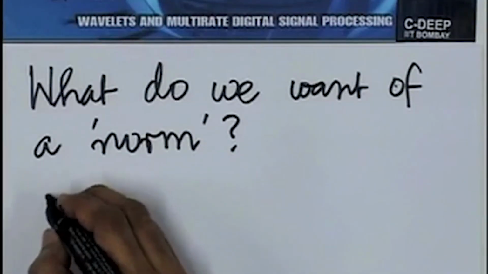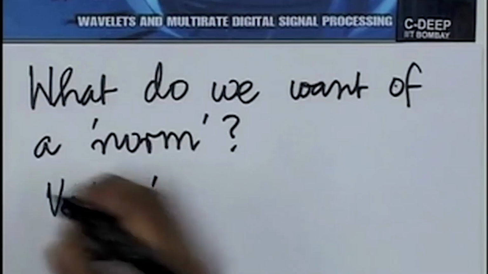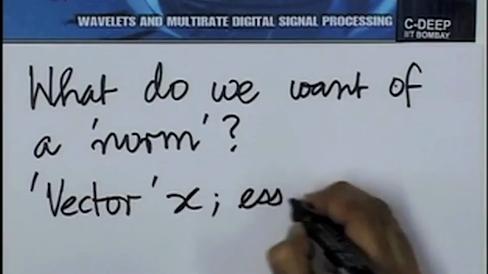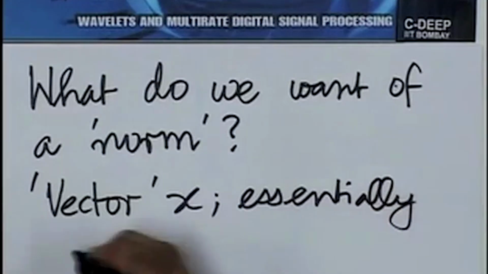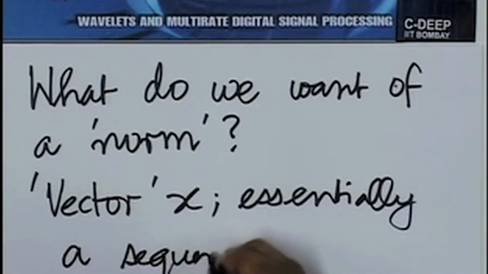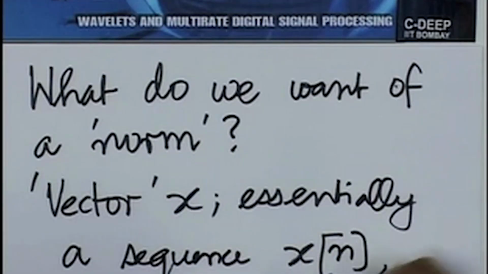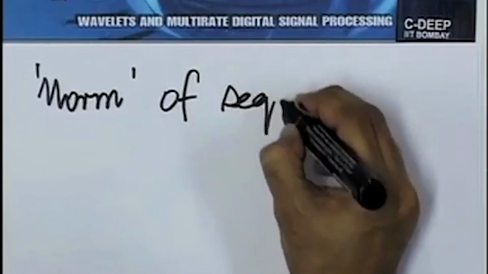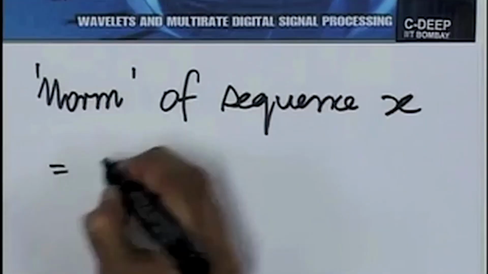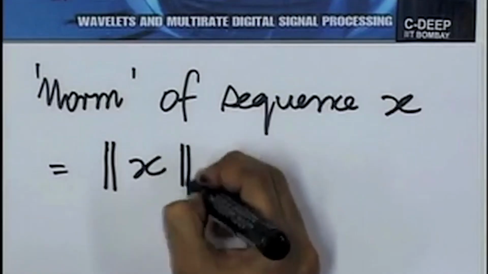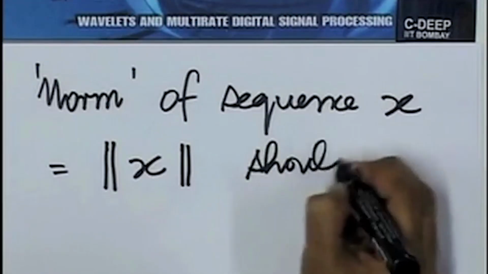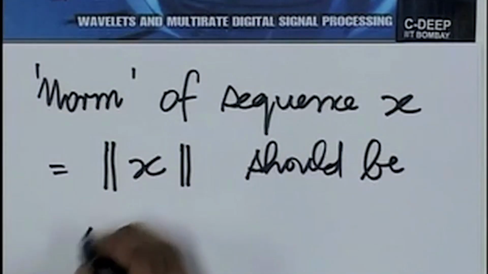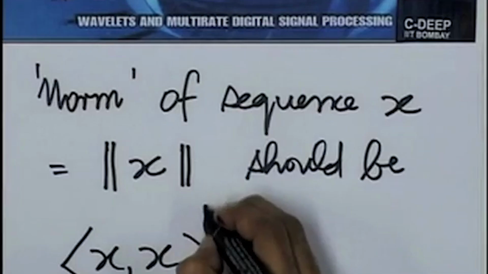So, if I have a vector x, essentially a sequence x n, n over the set of integers, then its norm, which we shall denote in the following way, we will denote it like this, should be essentially the dot product of x with x square root.